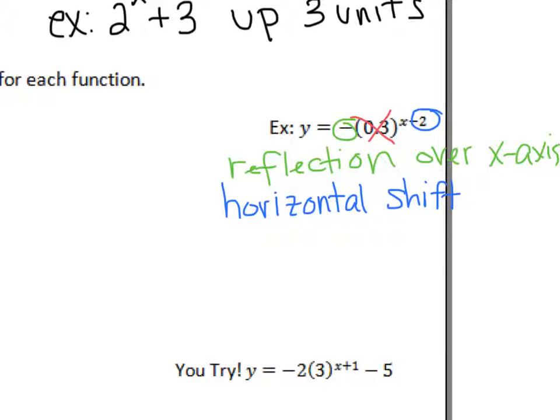And because it's part of the exponent, and technically it is in parentheses, we do the opposite. So minus would typically mean we move left, but the opposite would mean move right. So horizontal shift right 2 units.